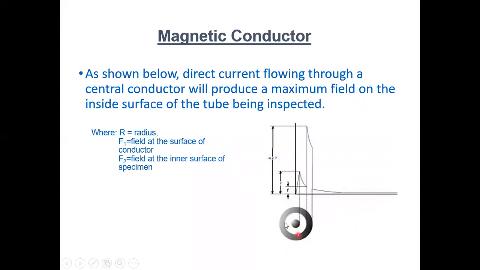Now look at this figure very carefully. This is the conductor, and here we get less magnetic field. Why? Because this is a non-magnetic conductor. But you see this is the ID of the specimen, and here we get the maximum magnetic field. Why? Because this outside job has high permeability. If permeability is high, then the magnetic field will be high. That's why we get high magnetic field here, because of the permeability of the job. Because the permeability of the conductor is less, we get less magnetic field. The permeability of this ring, this specimen, is high, that's why we get high magnetic field.